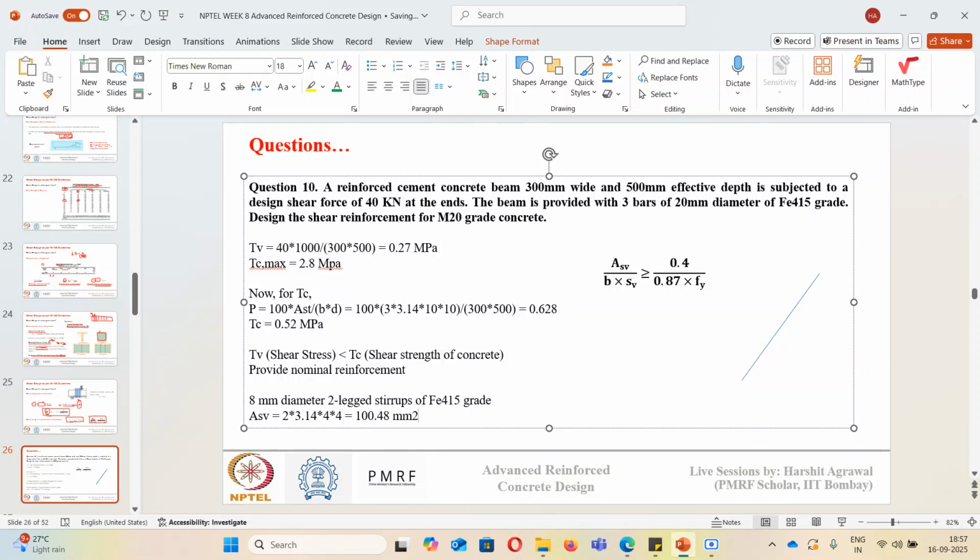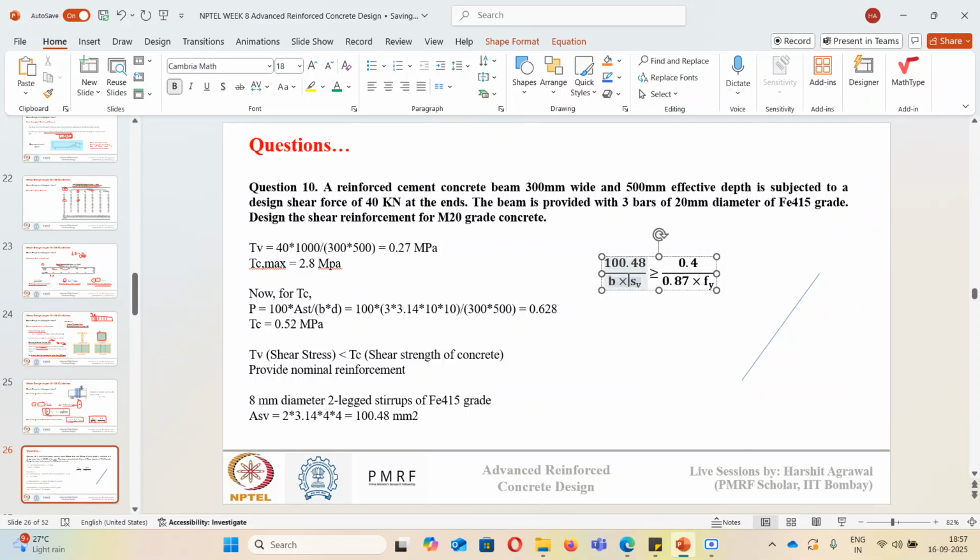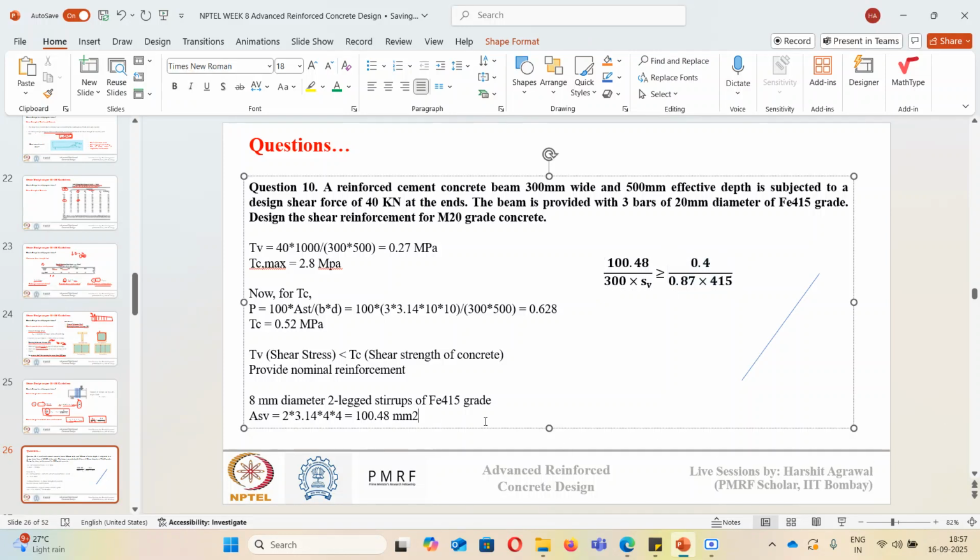We know ASV, so we can estimate SV. So I will substitute ASV as 100.48, d I know is equal to 500, and fy is 415. When you solve this, your SV value should be less than or equal to 302.32.